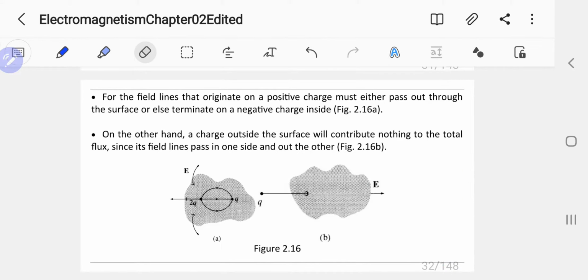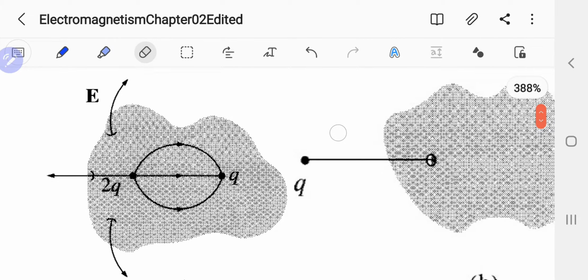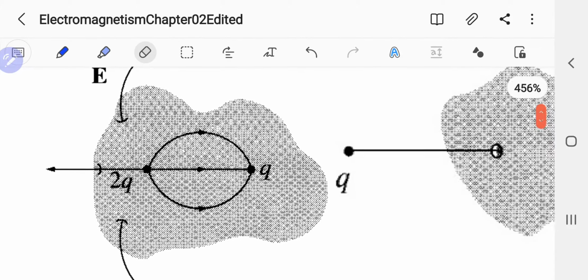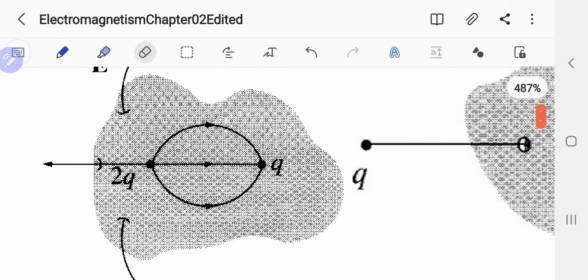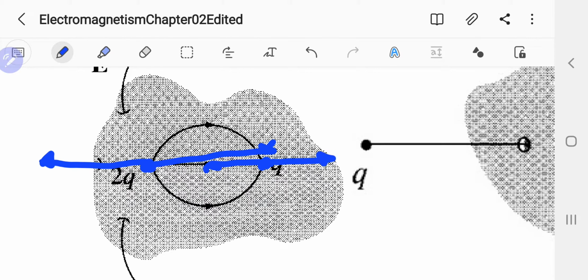And by the way, look at this figure. You have here a closed surface. You have a charge Q and a charge 2Q. Both of these radiate electric field. The 2Q will radiate an electric field here, and also here. The Q will also radiate an electric field here and here as well. So both of the charges contribute to the flux that's coming out of the surface.